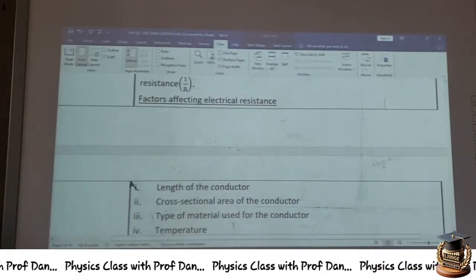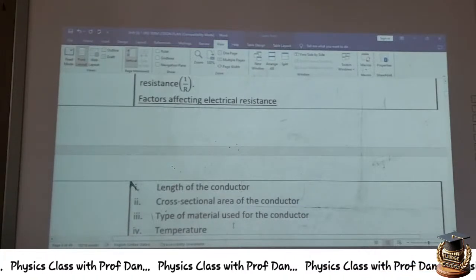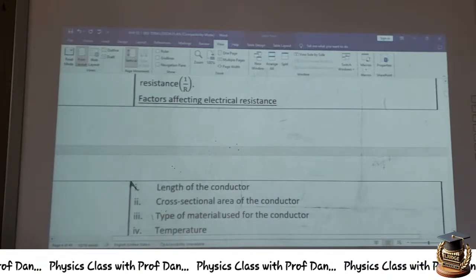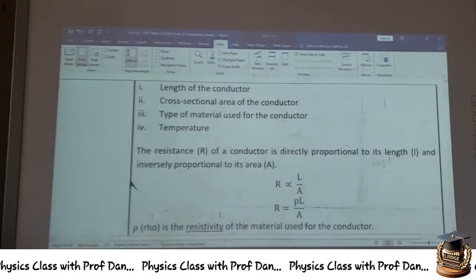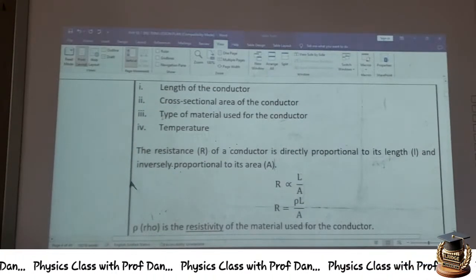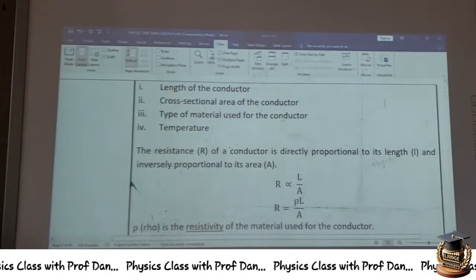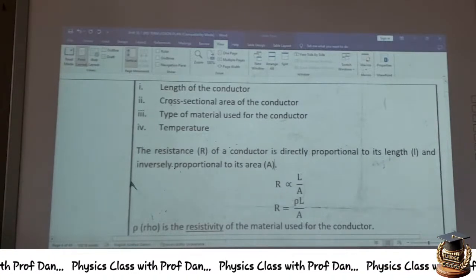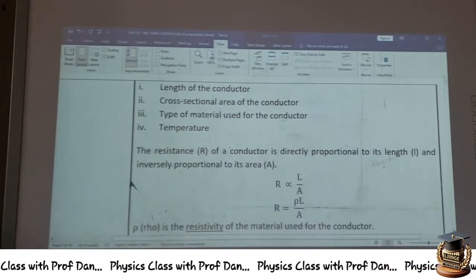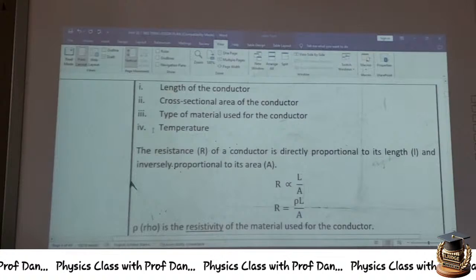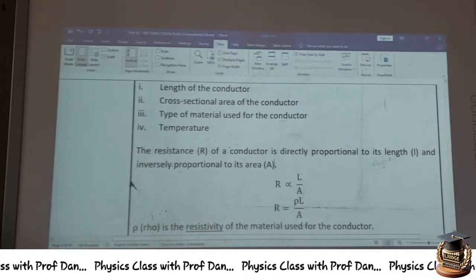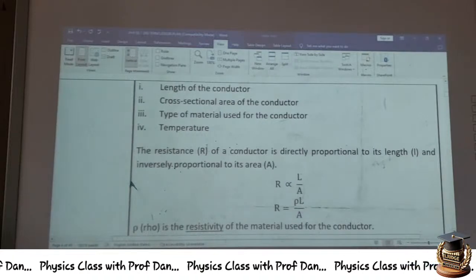M-A-L-T. M-A-L-T. I didn't write it here, but you will see material of the conductor. The material with which the conductor is made is a factor. The M stands for the type of material used. Then we also have the cross-sectional area of the conductor, the length of the conductor, and the temperature. So that gives us M-A-L-T.